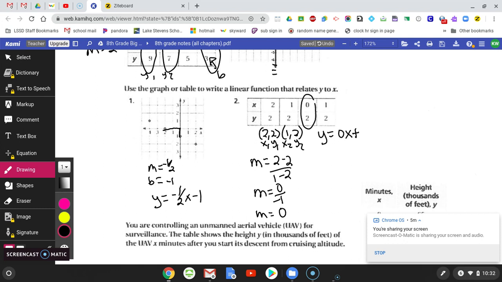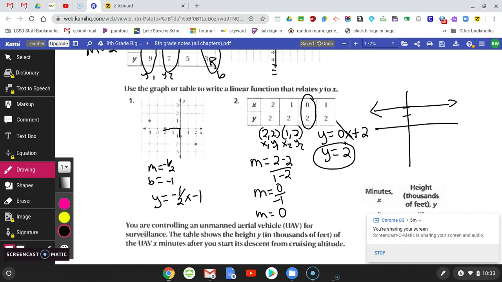My y-intercept is here at 2. I can simplify that. 0x actually cancels out, so it's just y equals 2. If you think about it, it's going to be a horizontal line if I graphed it, y equals 2 like that.